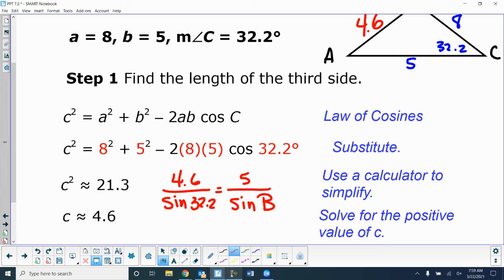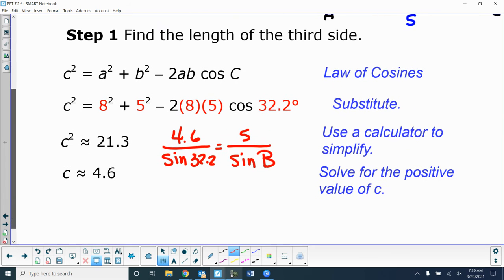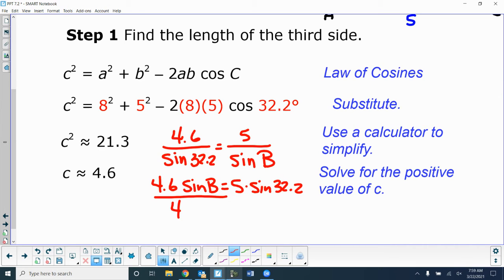So you can't forget about the law of sines that we did last week. We used it to help us finish up our triangles this week. So remember, it's cross multiply, right? So 4.6 times the sine of B equals 5 times the sine of 32.2. And then you're going to divide by 4.6 so that you know what the sine of B is.